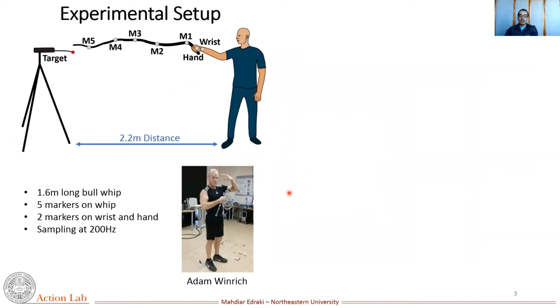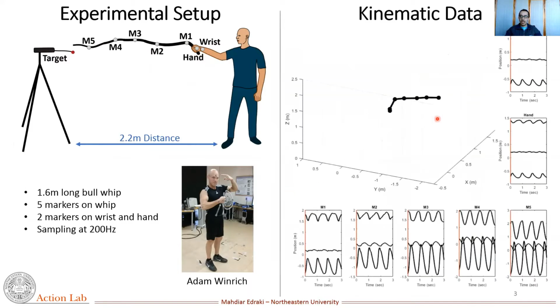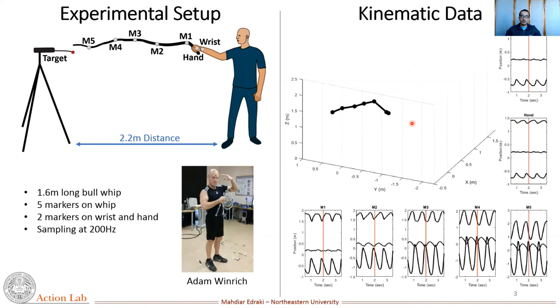To give you an idea of what the kinematic data of the whip looked like, here we can see the Euclidean trajectory of the XYZ position of the wrist and hand markers and the markers placed along the whip, with this being closest to the handle and this being close to the tip of the whip. And here is a 3D reconstruction of the whip data.